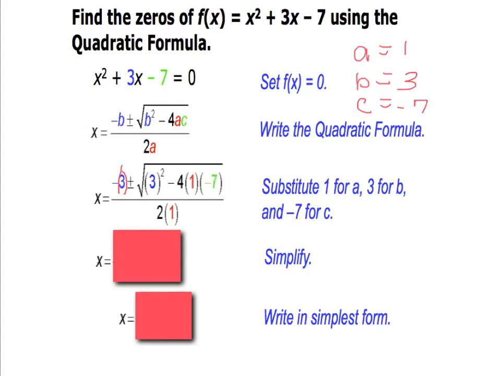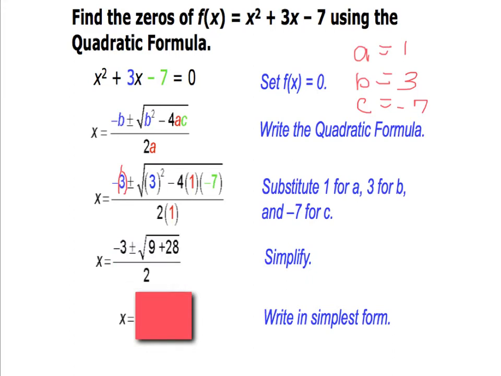Now guys, we're going to just use order of operations, and we're going to simplify this. So underneath here, let's say we have 3 squared, which is 9. You have negative 4 times 1, which is negative 4, times a negative 7, which gives us a positive 28. So I have 9 plus 28. Out here I have a negative 3. Down there I'm going to have 2 times 1, or 2. Okay, after doing that, that's what it gives me.